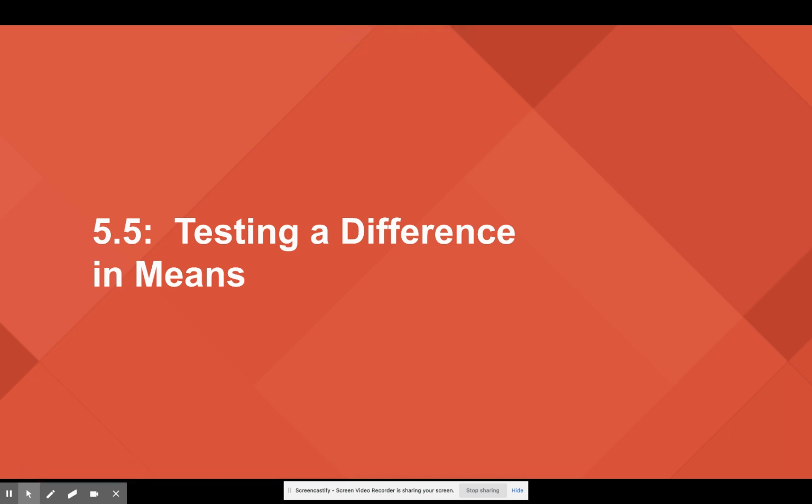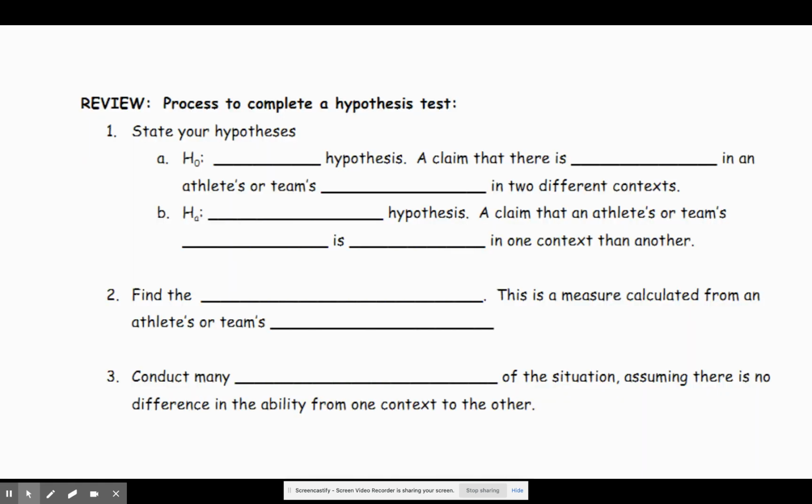In lesson 5.5, we're going to tie together some of the things we've been learning about in this chapter, which are means and medians, with some of the topics that we learned first semester, which are conducting hypothesis tests. So just first, a quick review of the process of conducting a hypothesis test.